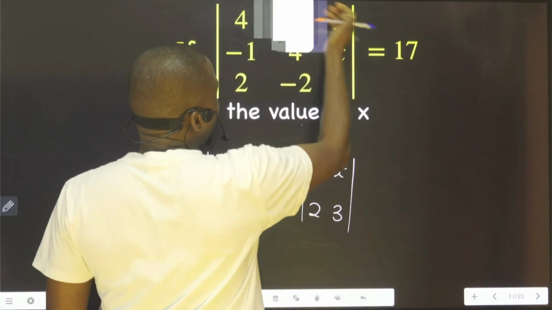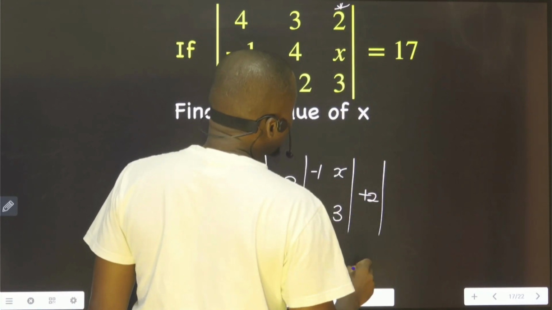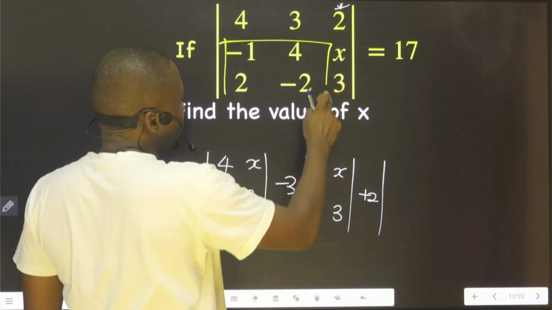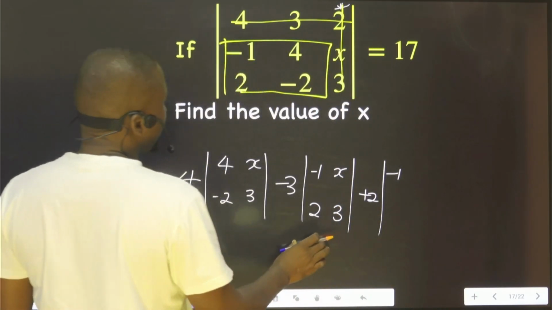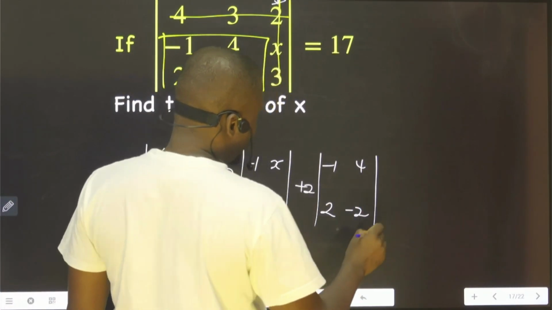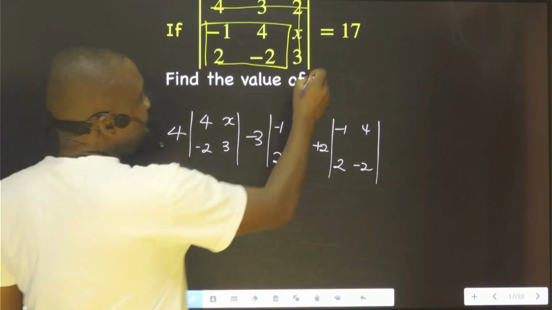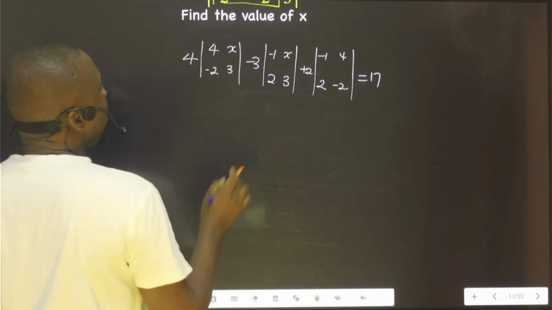Once you are through with that, now we do plus 2, because this is gone, this is gone. That is minus 1, 2, 4, minus 2. Equals to 17. Now, we can move.